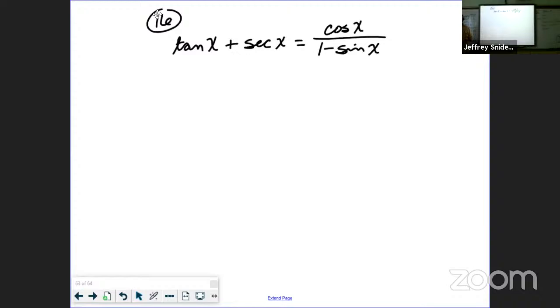Which side are you working on? I'm just curious. You work on the left? Who said that? You went on the right-hand side? Did you approach it like that one I did earlier? That's what I wondered, okay. So you must have used a quotient and a reciprocal identity on the left. Okay, cool.